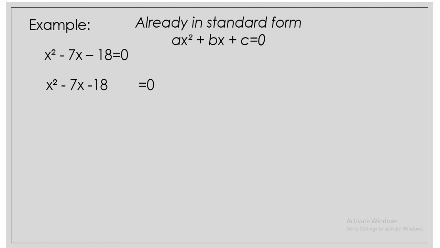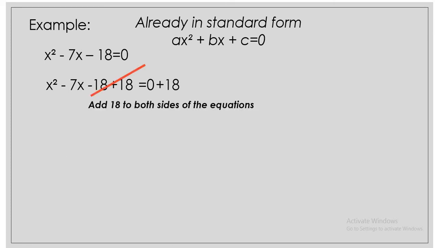Let's go on to the next step, which is to add positive 18 to both sides. Why positive 18? Because in your constant term, you have negative 18. So we add positive 18 to both sides to cancel this part. If it happens that your constant term is positive 18, you will add negative 18 to both sides. So it's vice versa. Then your equation will become x squared minus 7x is equal to 18.